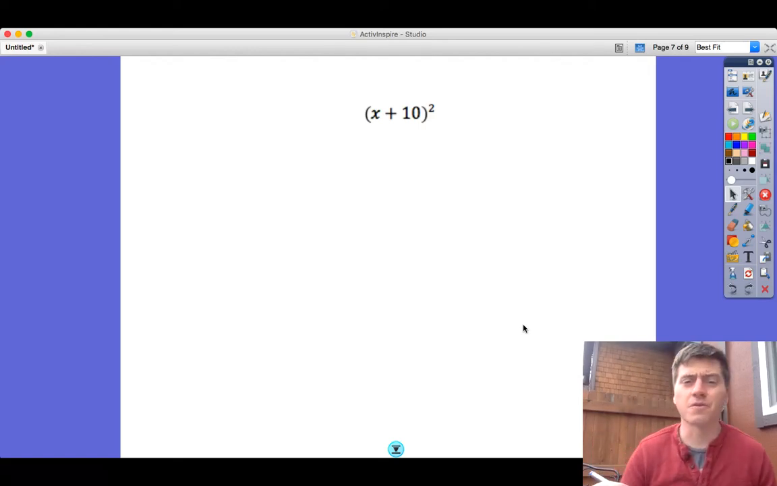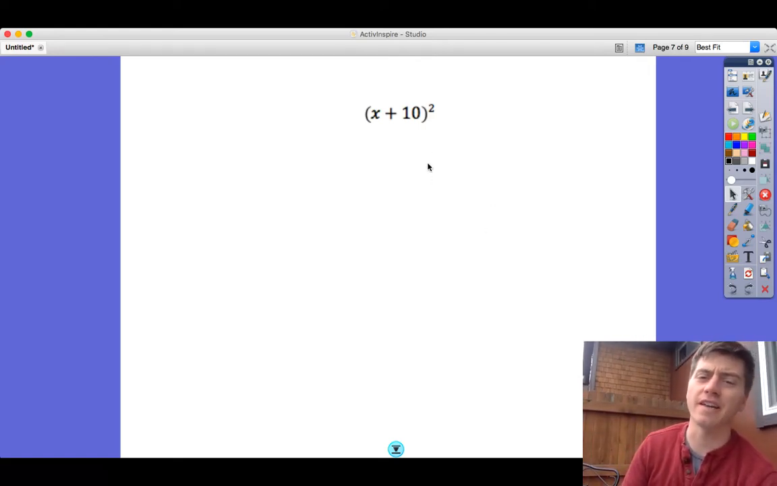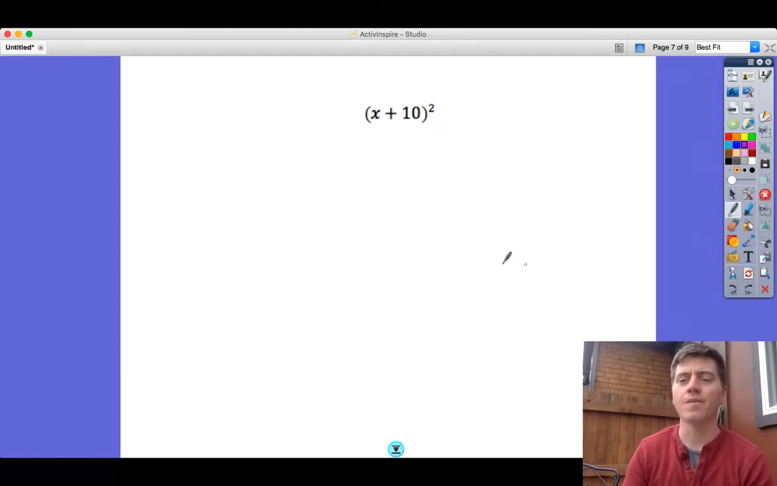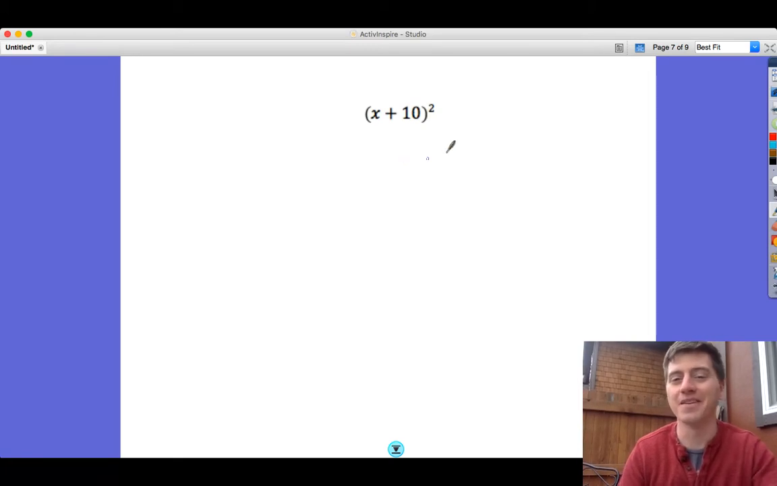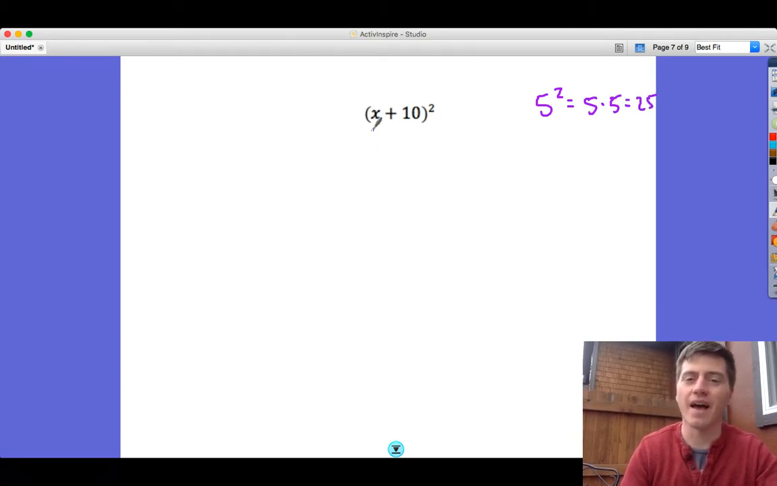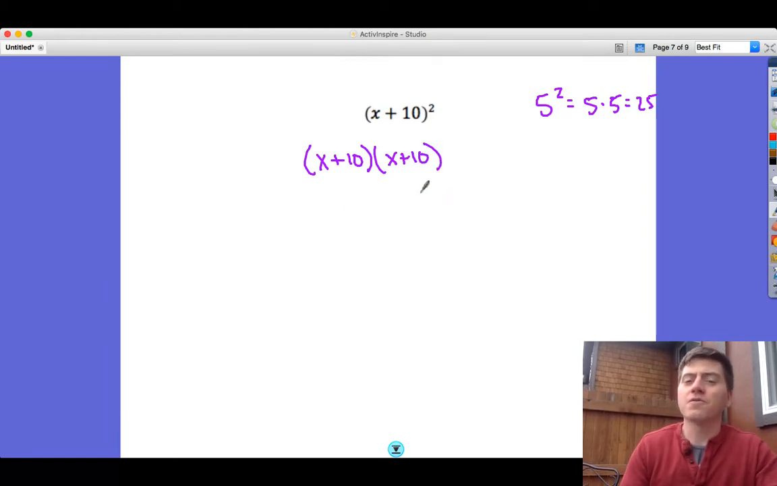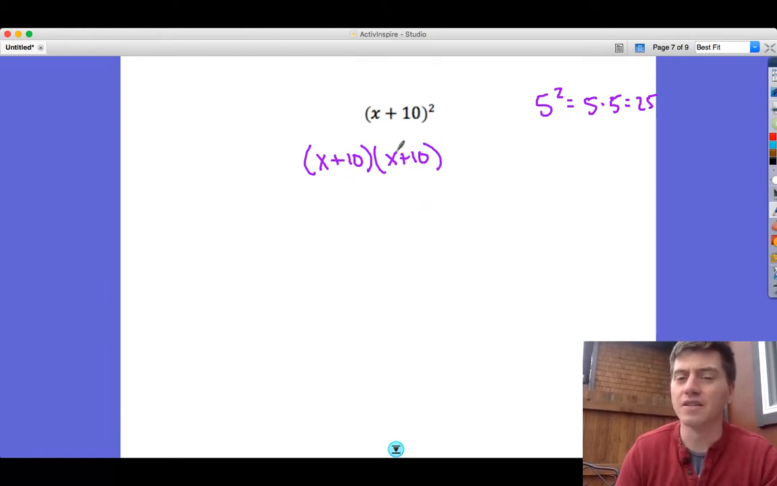Okay, let's look real quickly at when we have polynomials that are taken to exponents like this. What does that mean? It means the exact same thing as any other exponent would mean, right? If I have 5 squared, that means that I have 5 times 5, which is 25. So in this case, we have x plus 10 times x plus 10. For this reason, we know that we have to distribute, whether that's through the area model or just using the distributive property.